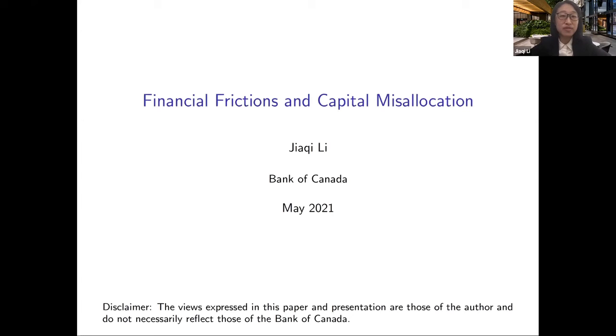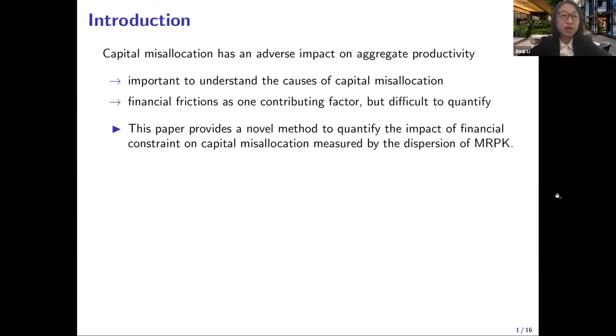So today I would like to present a paper on financial frictions and capital misallocation. Many studies have found that capital misallocation can lower aggregate productivity. Intuitively, when capital is misallocated, some small productive firms may not be able to finance their optimal level of capital and have a high marginal product of capital as a result. In this case, even if the aggregate quantity of capital is unchanged, reallocating capital from firms with lower MPK to firms with higher MPK can increase aggregate output and aggregate productivity. Given that capital misallocation can have this adverse impact on aggregate productivity, it is important to understand its causes. Financial frictions are often regarded as one contributing factor for capital misallocation, but its role is difficult to quantify.